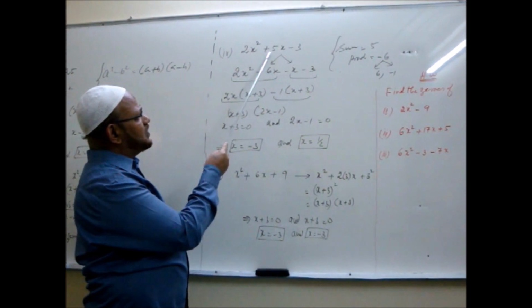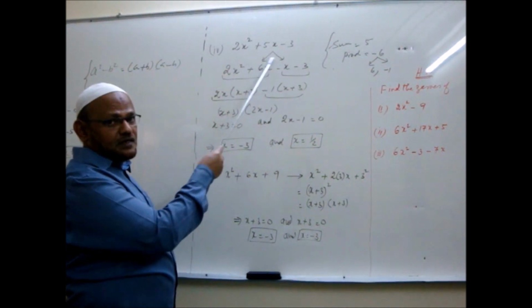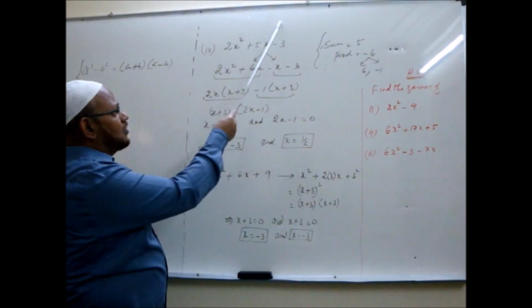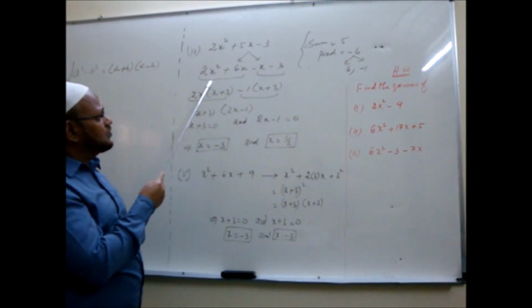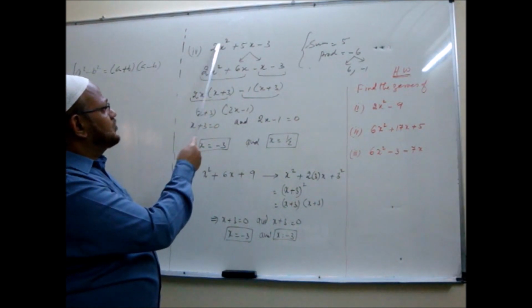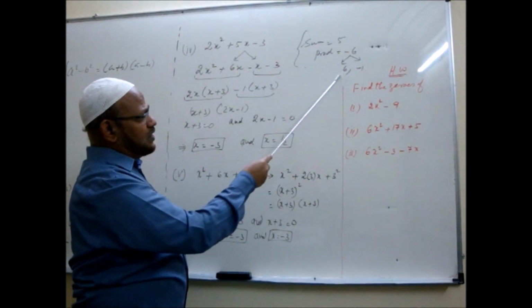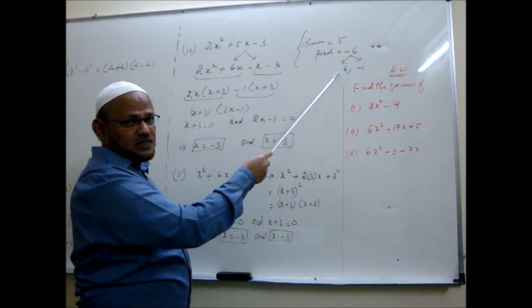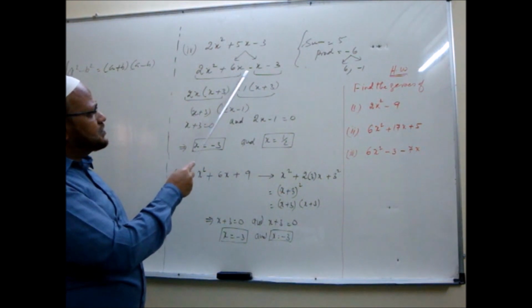2x square plus 5x minus 3. A trinomial. This we learned already in class 9. You know how to factorize it by the splitting middle term method. Here the sum is 5 and the product is 2 into minus 3, so minus 6. Split the middle term using 6 and minus 1, the numbers meeting it. So 5x will be 6x and minus 1x.